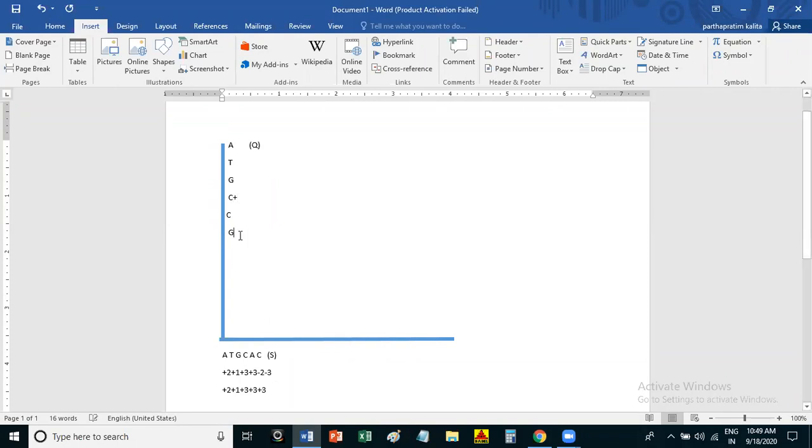Next for G again it is 3. So tell me the total: 3 plus 12 plus 3, that is 15. Yes, 15 is the maximum score. The maximum score is calculated on the query sequence. So 15 is your maximum score, and the total score by comparing them is this one. Total score was 4.